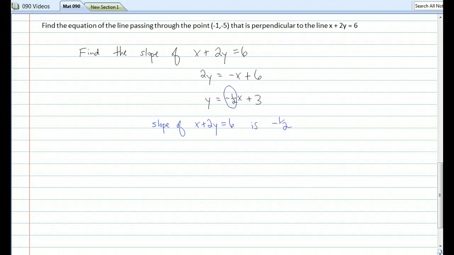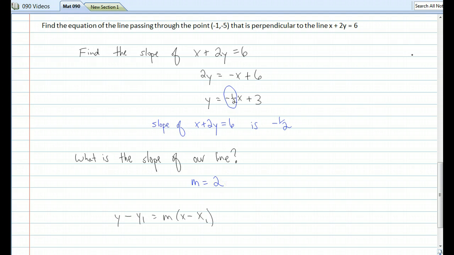But what does that mean for the slope of our line? Our line is actually going to be perpendicular to the given line. Well, the rules for perpendicular lines say that perpendicular lines have negative reciprocal slopes. So if the given line has a slope of negative 1/2, that means our line has a slope of positive 2 over 1, or positive 2.